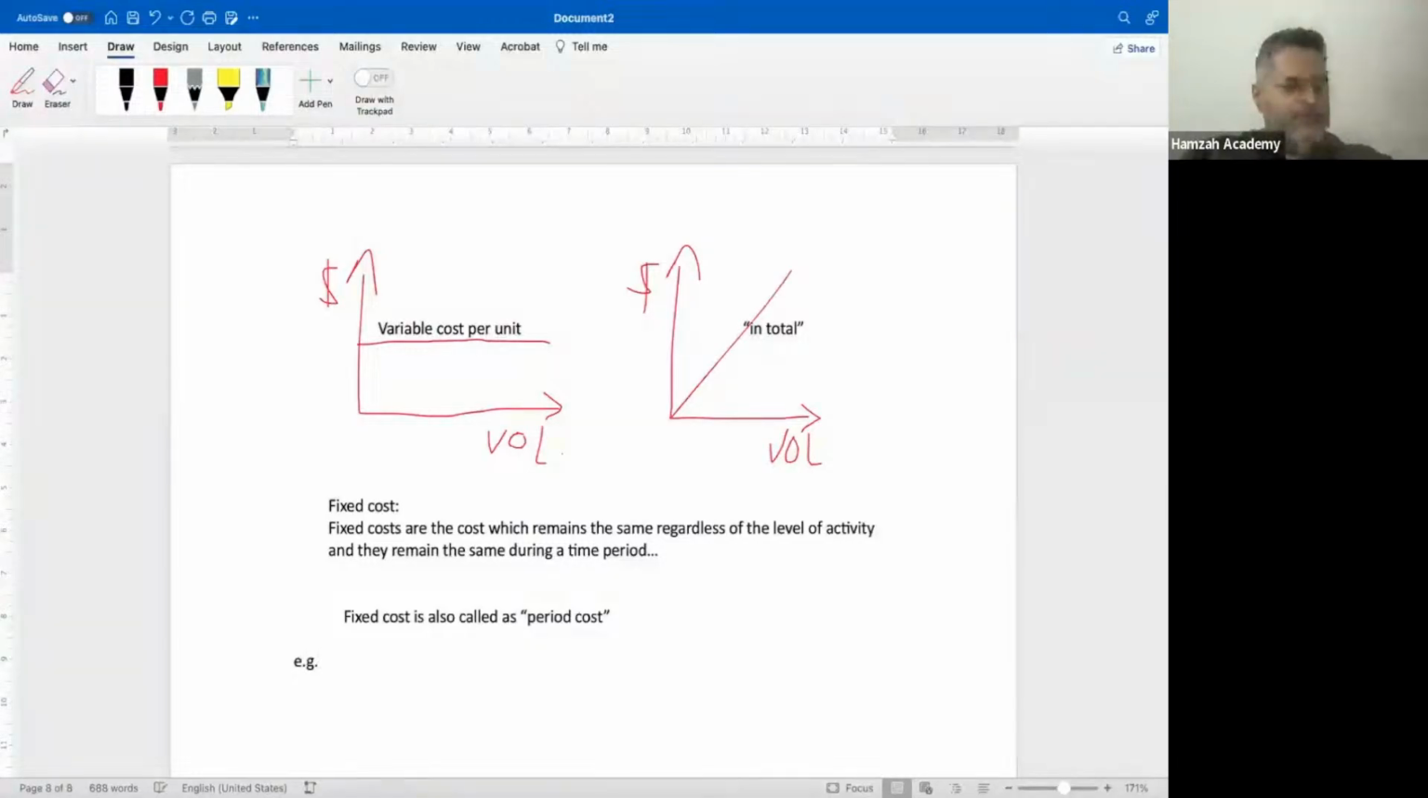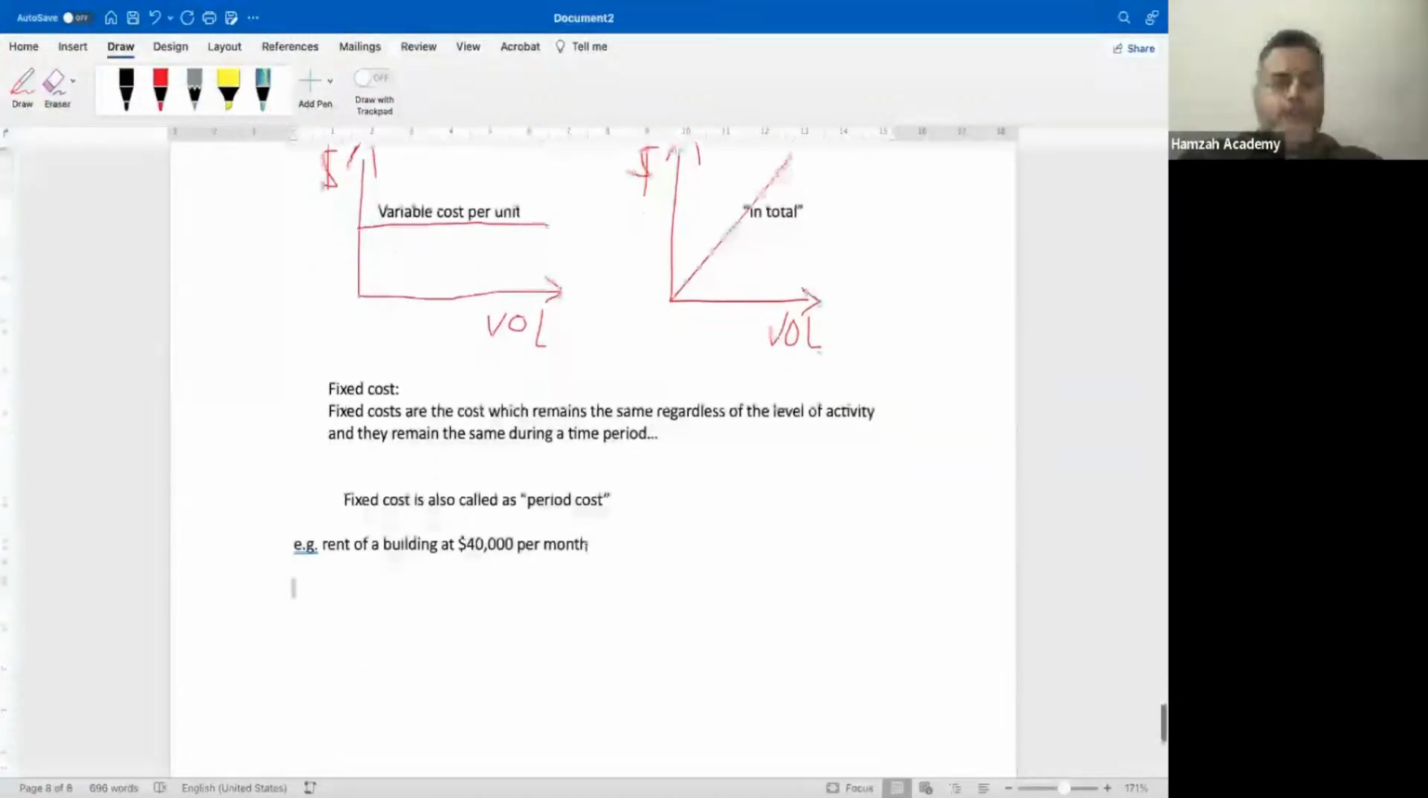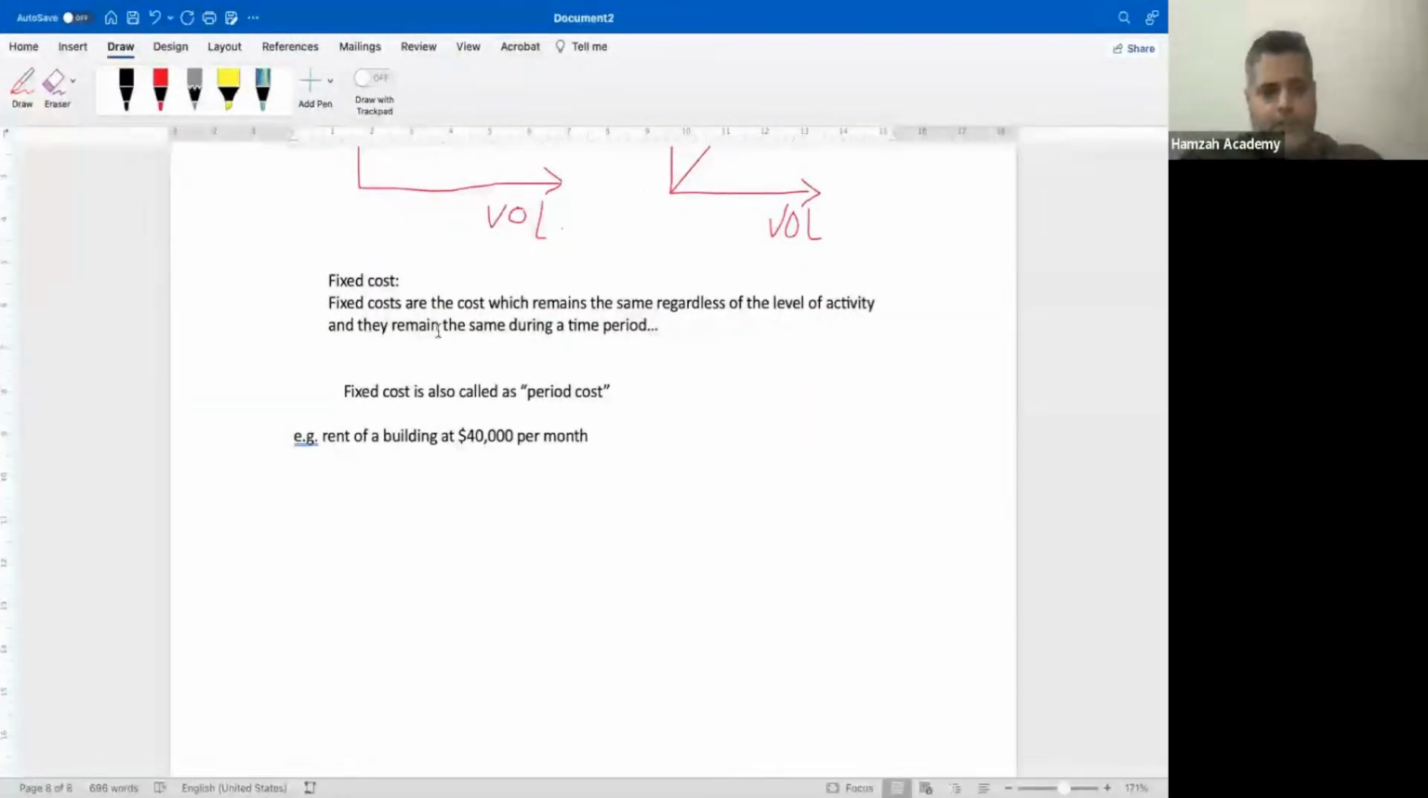For example, rental of a building at 40,000 per month. Rent of a building at 40,000 per month is going to be a fixed cost. No matter what we do, whether we do the production, we don't do the production, we do higher production, or lower production, the building rent is going to be 40,000 per month, right? So the fixed costs are the cost which remains the same regardless of the level of activity.